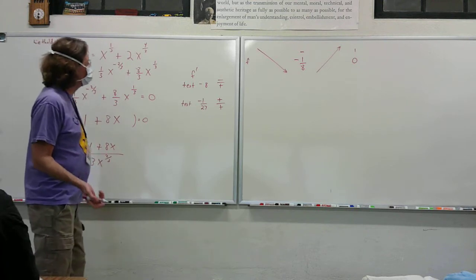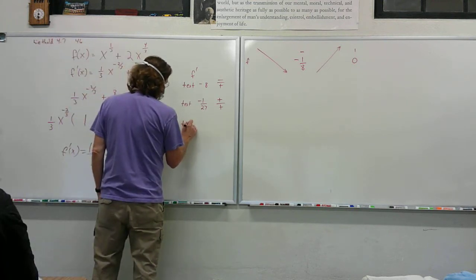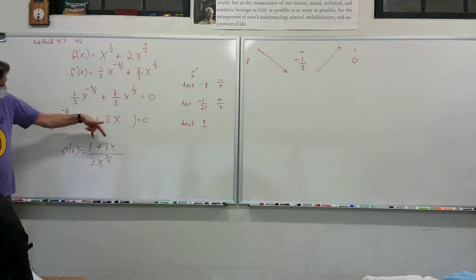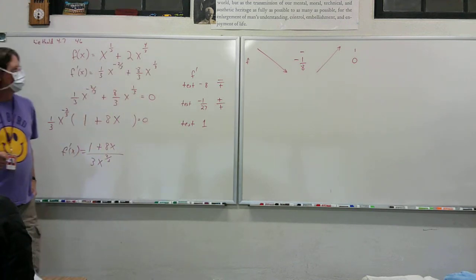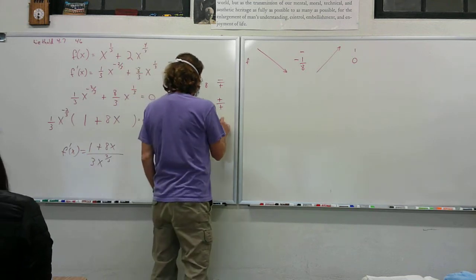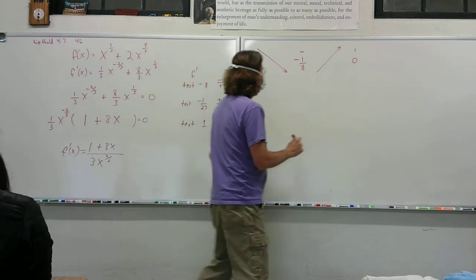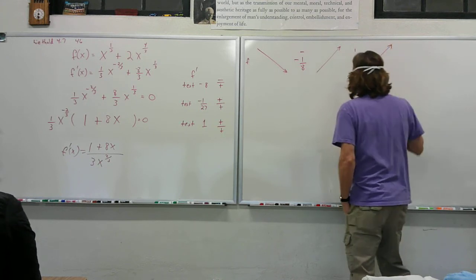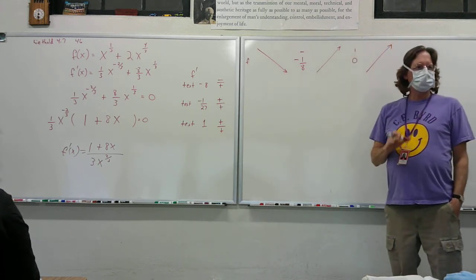All right. Then you're going to pick a number bigger than 0. We're going to test 1. Test 1. Positive over a positive. Thing still goes up. Okay. That's based on our first derivative.